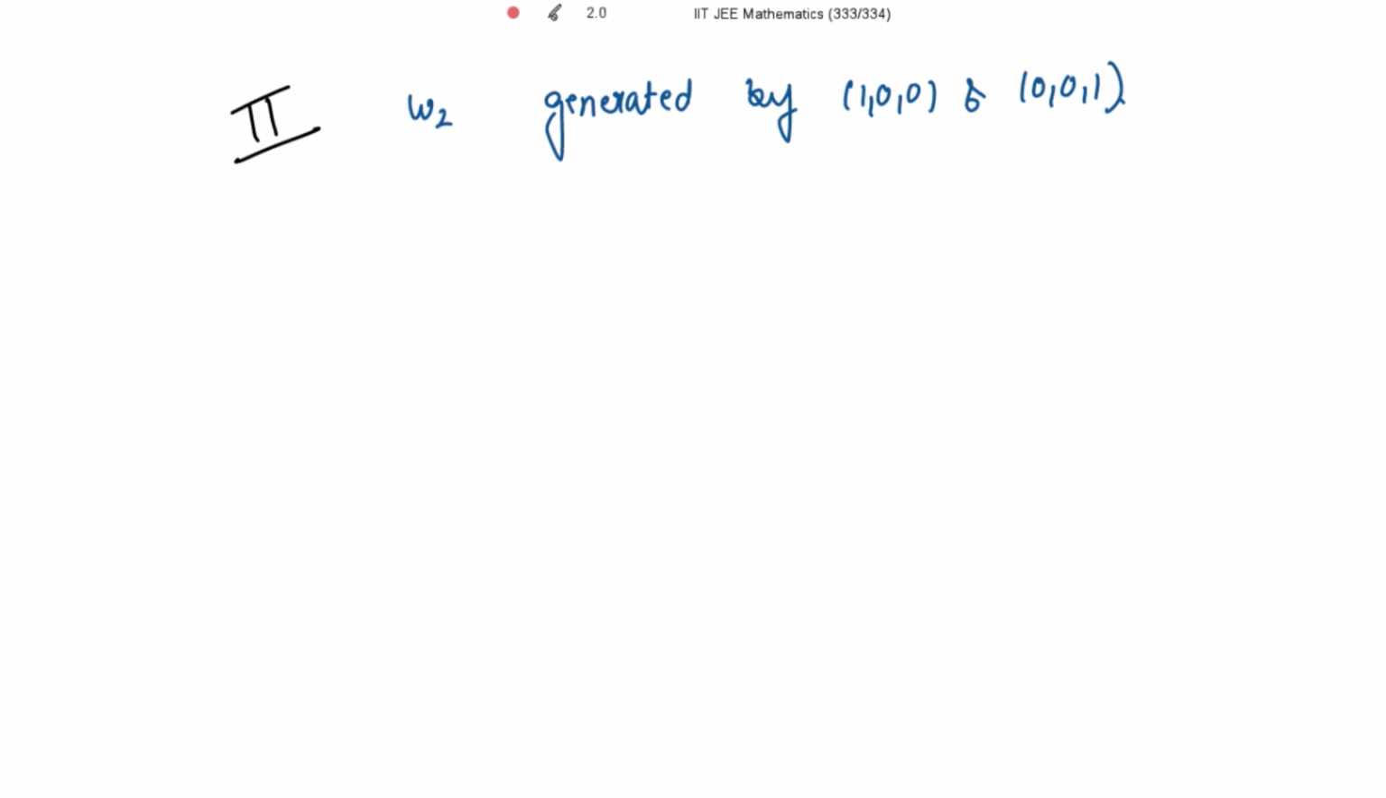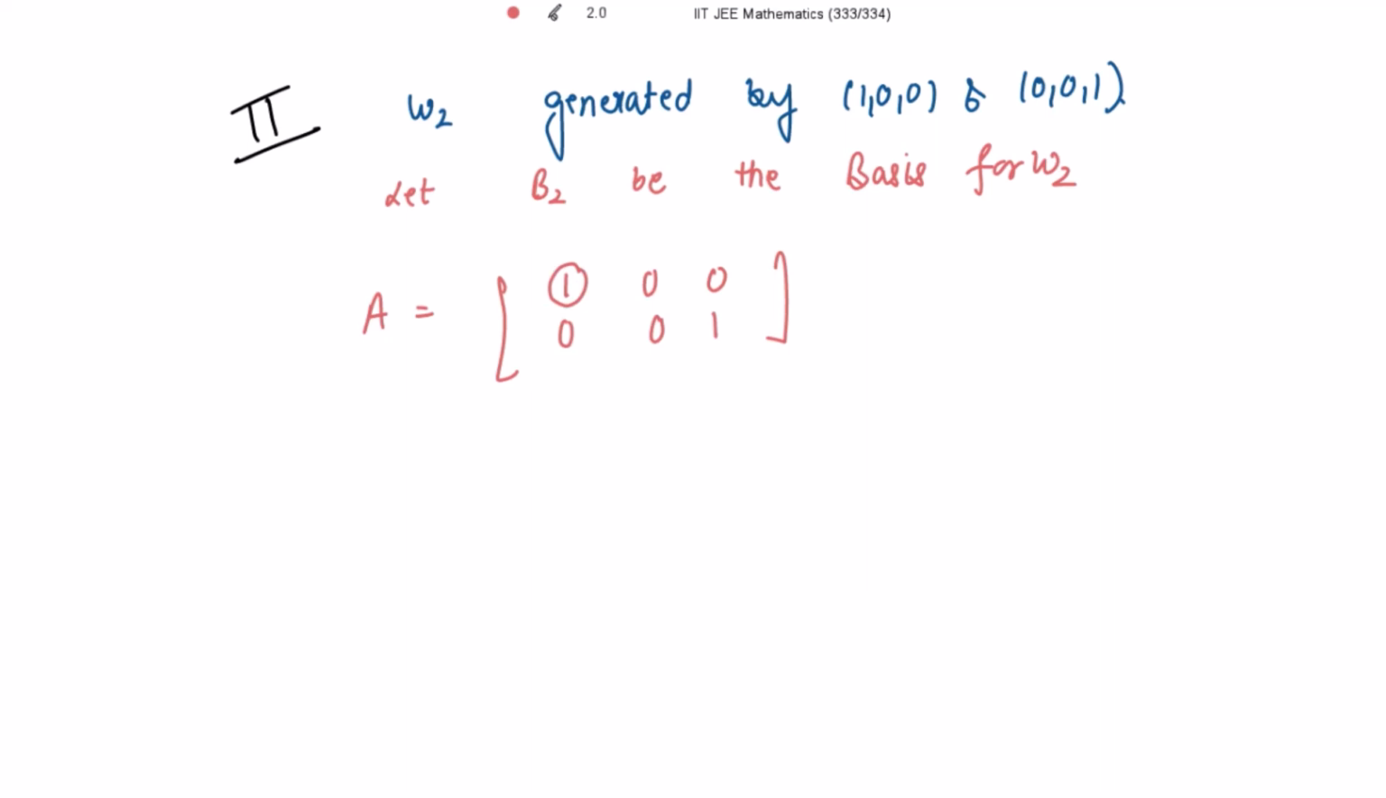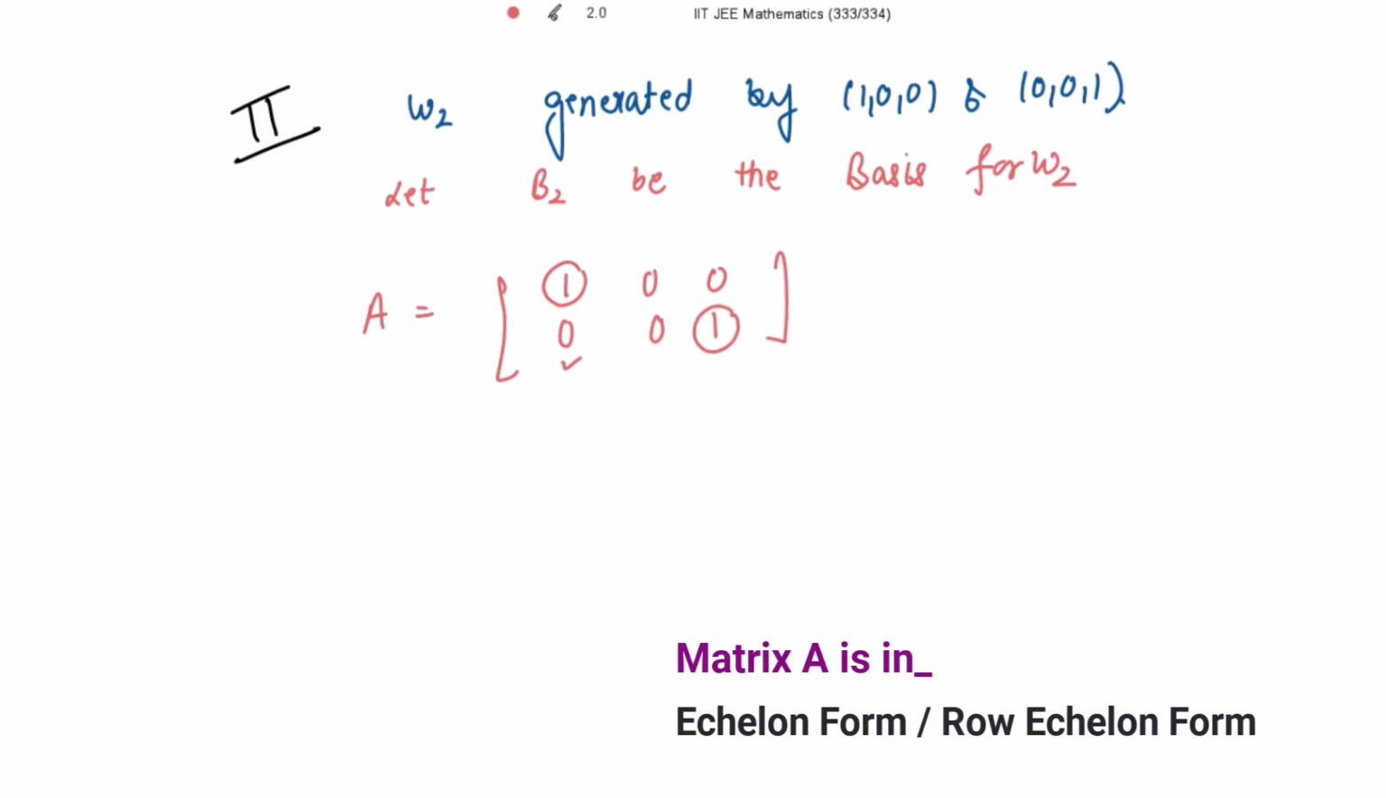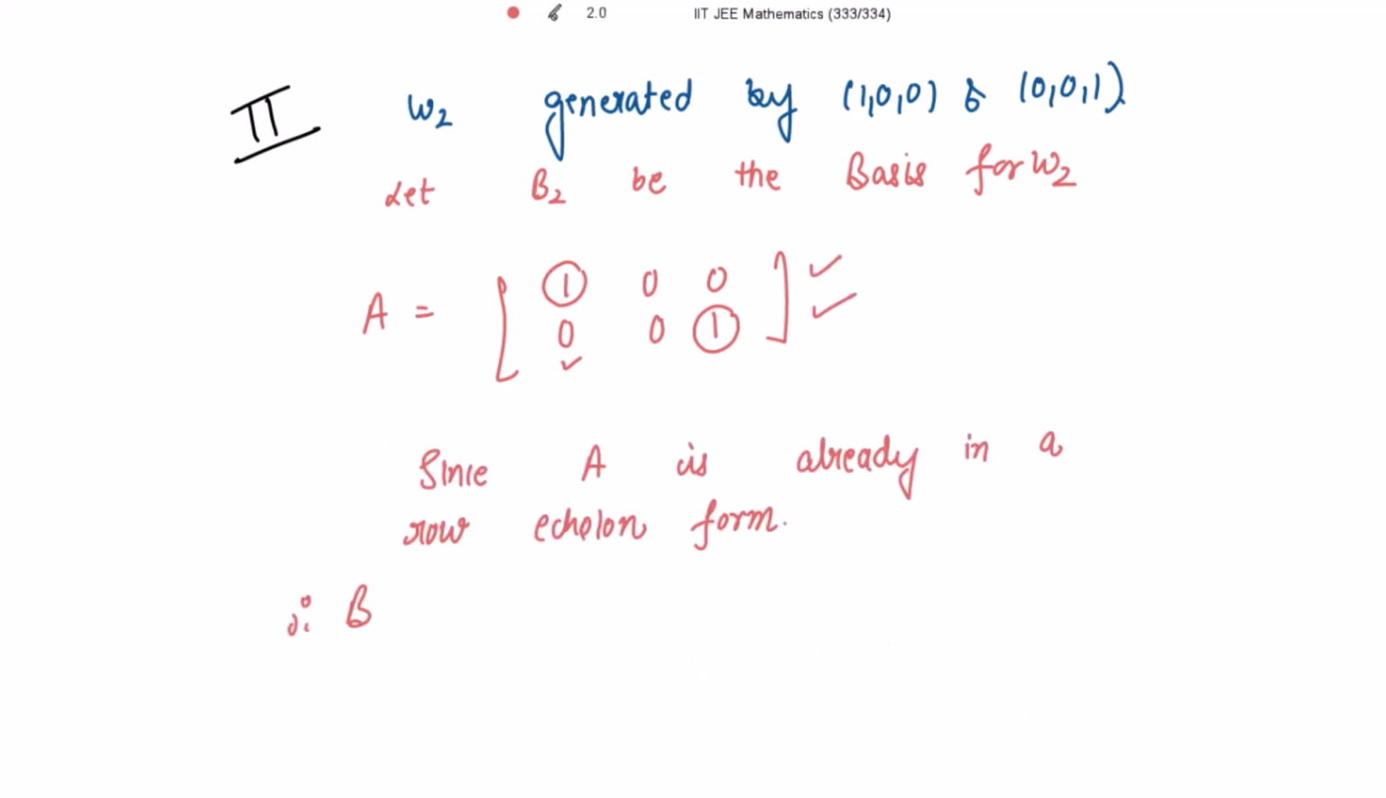W2 is generated by these two vectors, and let B2 be the basis for W2. Writing these vectors in a matrix form, that is 1 0 0 and then 0 0 1, right? Now already I am having 1 over here, and there is also 0 below this leading entry. So there is no need to apply any row operation here. In the second row, I am having the leading entry as 1. So this matrix is already in echelon form. So just writing the basis for this now. Therefore, basis B2 is equal to (1, 0, 0) and (0, 0, 1).